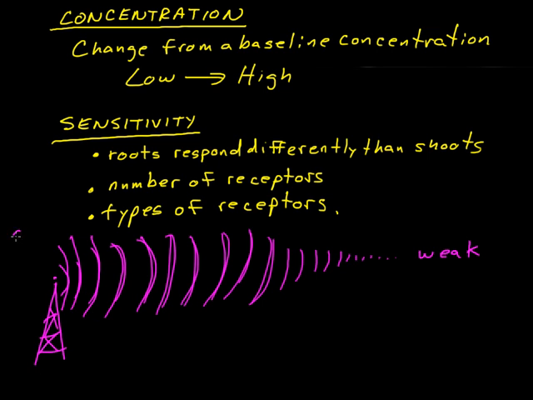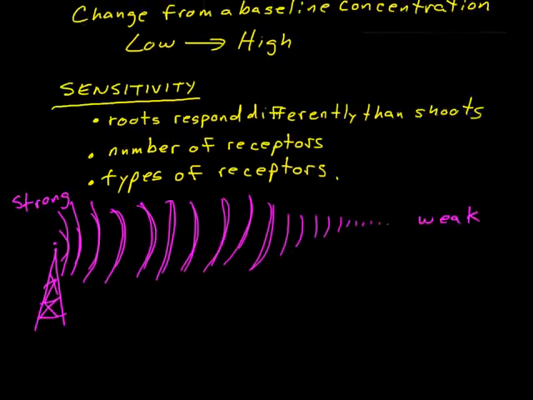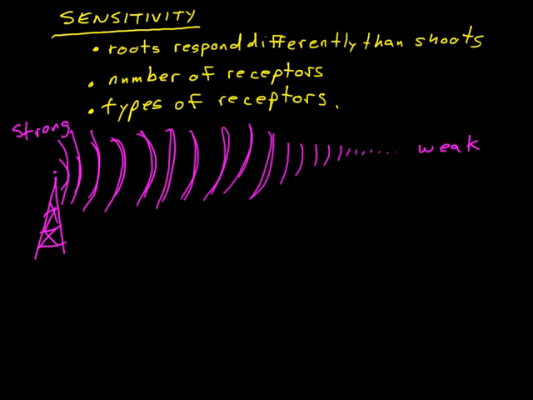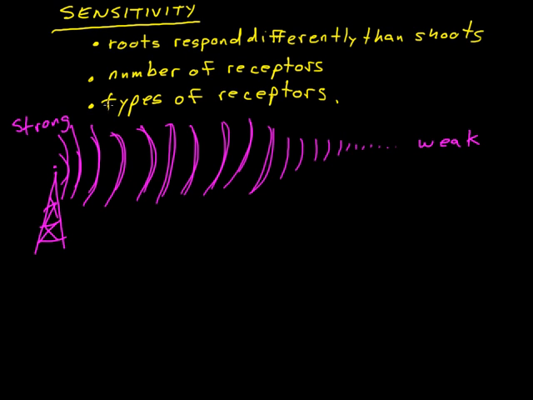Okay, so it's weak over there, it would be strong over here. So concentration will change based on where a tissue is located and based on where the source of that hormone signal is. But you have to be able to detect that there has been a change in the first place of that signal. And in order to do that, you have to have the right type of receptor.